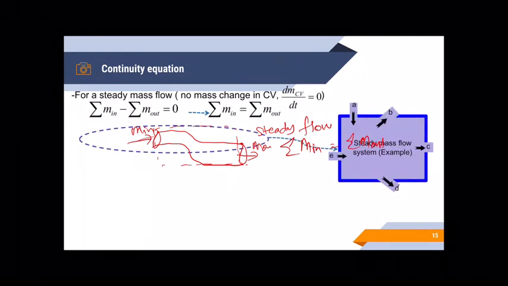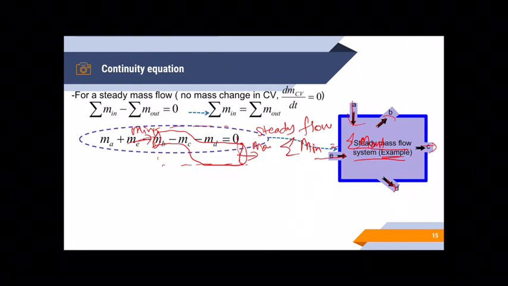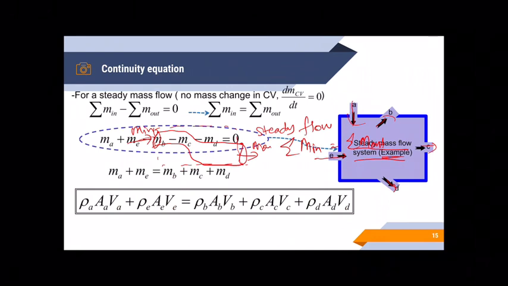For example, like this system, although there are 2 inlets, A and E, and then 3 outlets, from this system they have steady mass flow rate. Total mass coming in equals total mass out. So we can write m A plus m E minus m B minus m C minus m D equal to 0, because there is no mass change in the control volume. So, right, when we write it down, it's actually not m A, it's actually what?